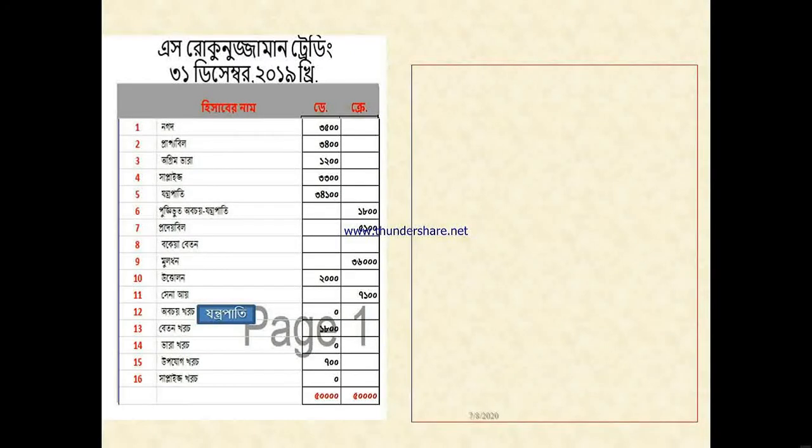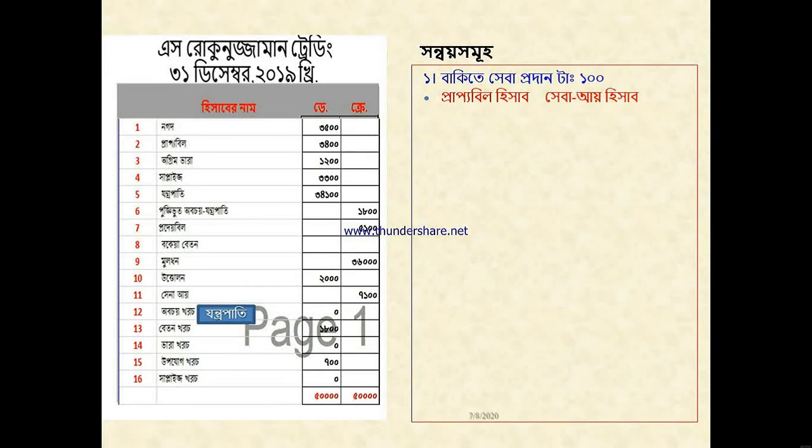This is an adjusted trial balance, and for it the respective adjustments are given. Number 1, provided service on account, taka 100. That means the service was provided, but for some reason the amount has not yet been received. That means service provided on credit, or on account. How much amount? Taka 100. So what will be the adjusting entries for it? Accounts receivable debit and service revenue credit. How much amount? Taka 100.